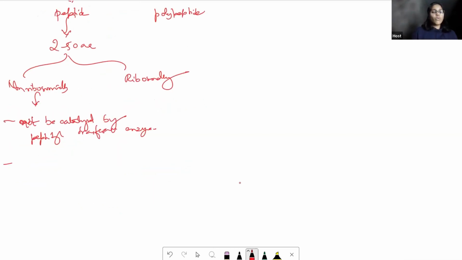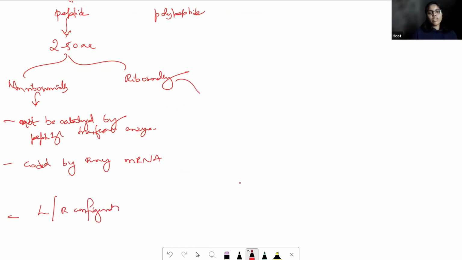It will not be coded by mRNA. And it can have L or D configuration. Like we already saw, ribosomically incorporated amino acids will most of the time be L-alpha amino acids, while this can be L or D configuration. Ribosomically formed peptides will usually be linear and unbranched, whereas non-ribosomal peptides can be cyclic or linear.